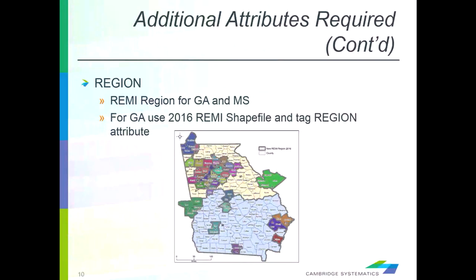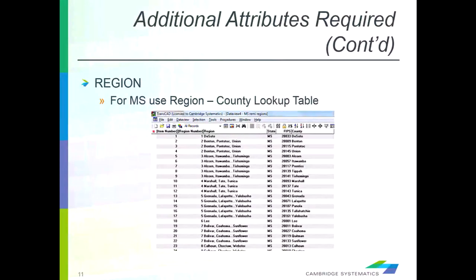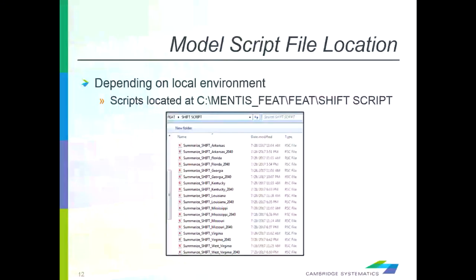And then this is just an example for Georgia, the latest REMI regions for 2016. So we report by these regions for Georgia. For Mississippi, we use a table instead that has a crosswalk between the region and the corresponding counties. And we use that to populate the attributes on the shift network for region.